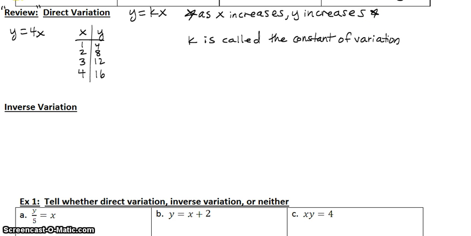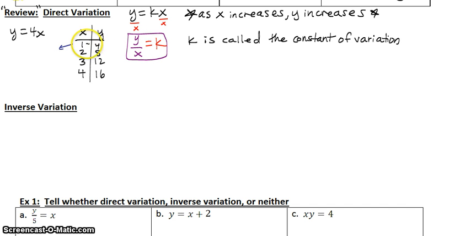And here's another way of thinking about it. If I take this equation with k and I just rewrite it, so let me pretend like I want k by itself. To get k by itself, I divide by x. k is equal to y divided by x. So you can tell if something is direct variation if I do y divided by x and I get a constant number each time. Let me show you what I mean.